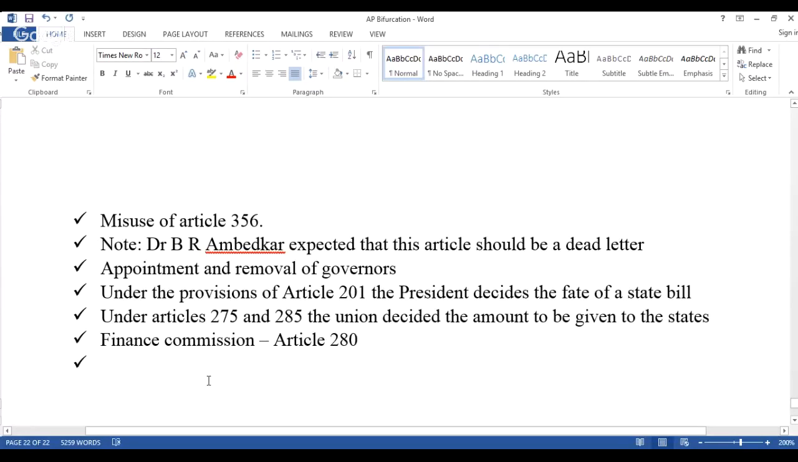Right? So that is the reason why sometimes state interests are hampered, meaning you are biased more towards the central government. Look at this. Under Article number 275 and 285, the union decides the amounts to be given to the states. Obviously, you give more money to some states because in that state also you have your own political party. Obviously, that will create a resentment among other states. Finance Commission under Article number 280. So though it is there, it is giving certain recommendations. Fine. And generally, the recommendations of the Finance Commission are accepted as they are. This is what is happening.